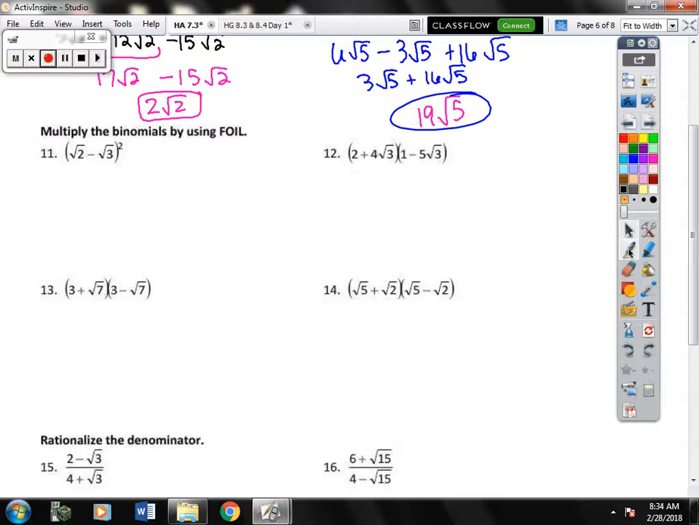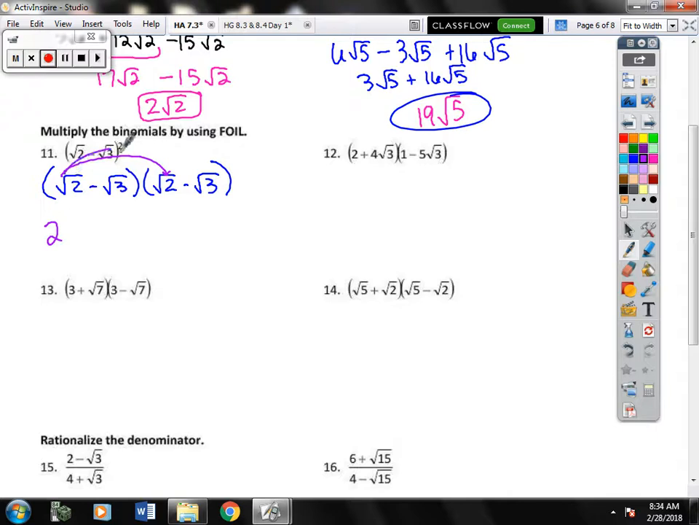So multiplying the binomials is using FOIL. Remember, if you see a quantity being squared that's a binomial, you do have to expand it first. And then we would just follow our FOIL process, making sure that we do the proper order of operations with our foiling in our algebra. So the square root of 2 times the square root of 2 will be the square root of 4, which then is just 2.